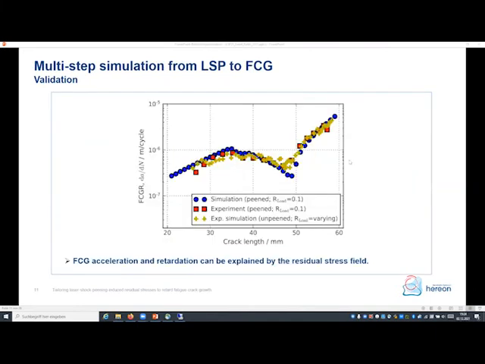And when I compare all of these fatigue crack growth rates, then I see a good agreement of the simulation, the experiment, and the experimental simulation. And this proves that this approach takes all important mechanisms into account. So this means that we can explain the fatigue crack growth rate based on macroscopic residual stresses alone. So possible changes of the microstructure are not important for this long crack behavior here.